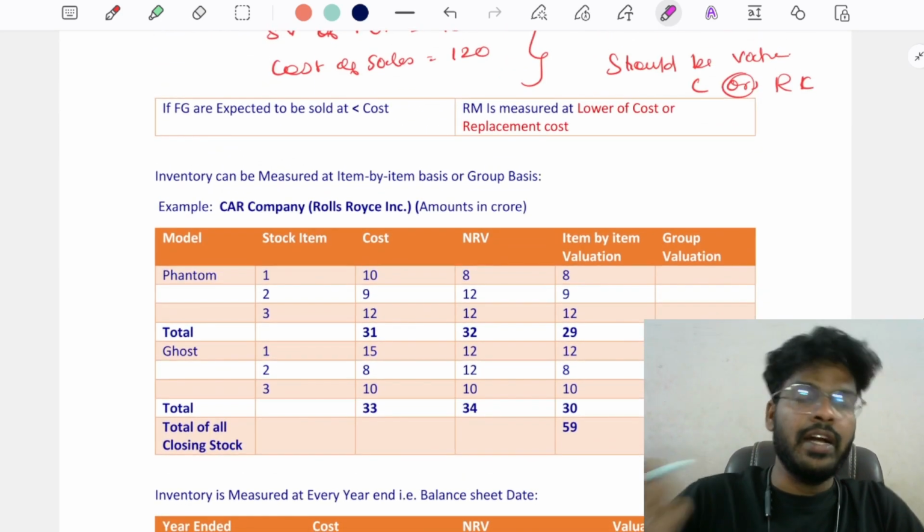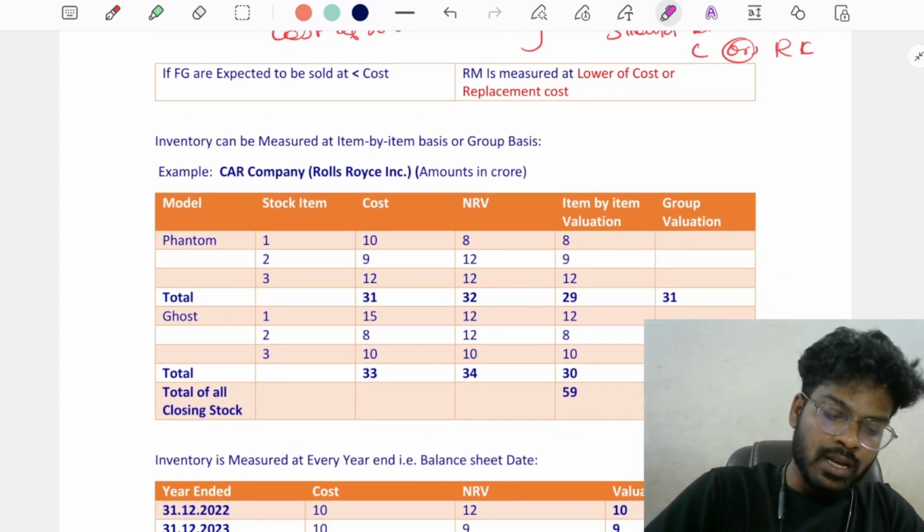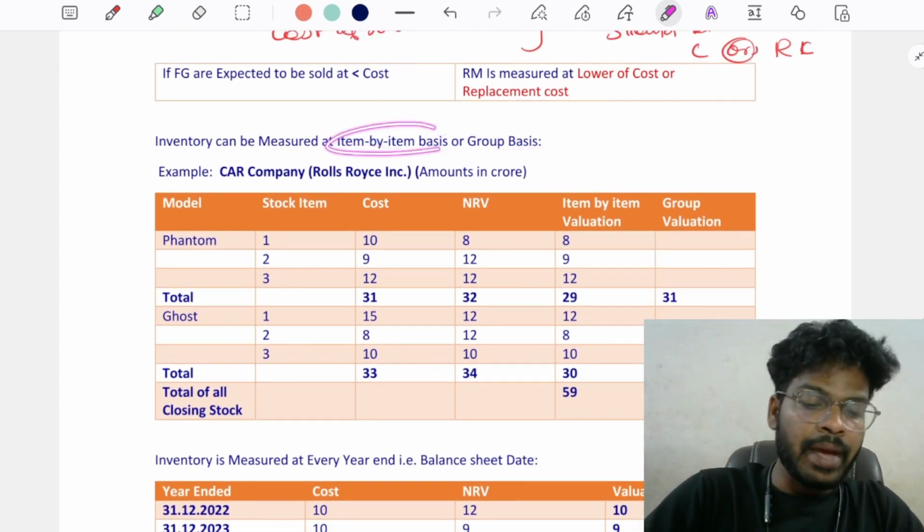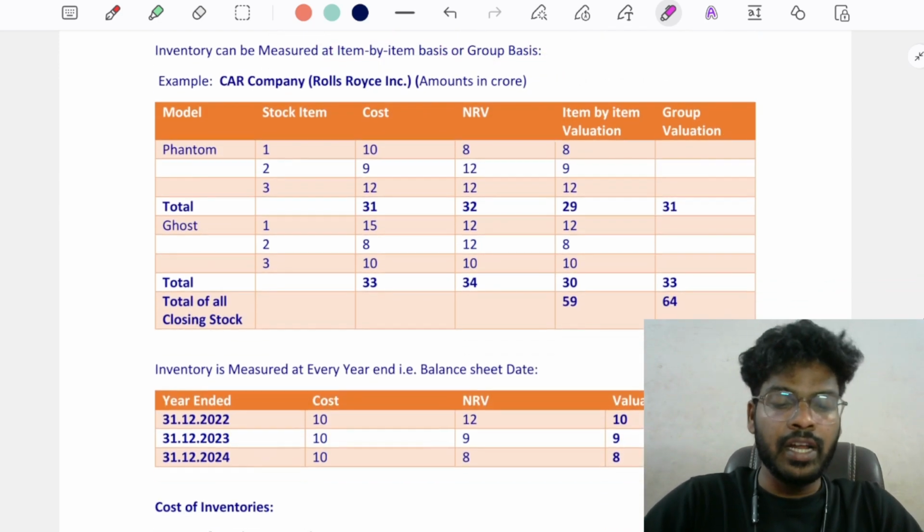So Ind AS 2 describes there are two bases. Inventory can be measured on two bases: item by item basis, or group basis. There's an option for the entity; it can choose how to measure.